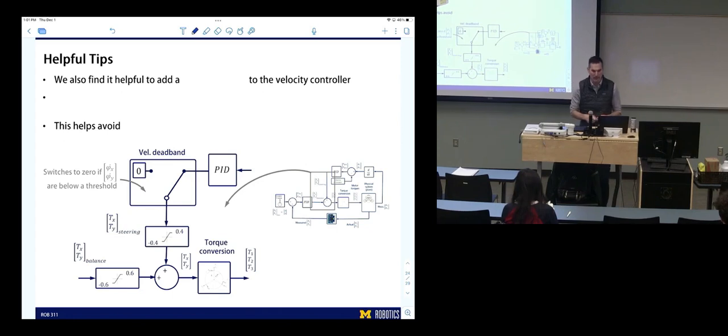Second thing that we're going to talk about is something called a dead band. So we will also find it helpful to add a dead band to the velocity controller. What's a dead band? Yeah. If the signal's too low, it'll just cut it off, set it to zero. Yes, a dead band.